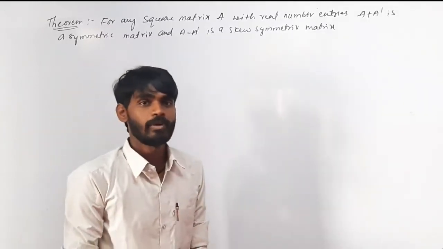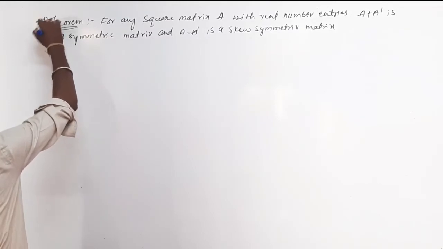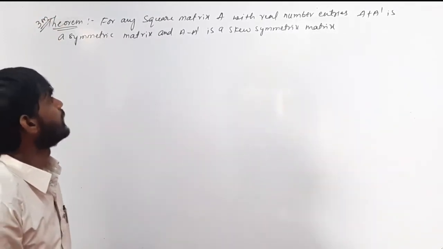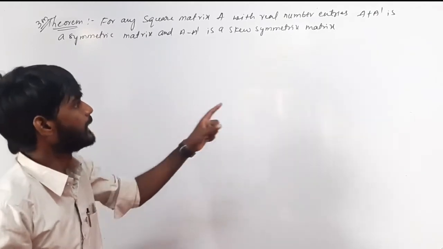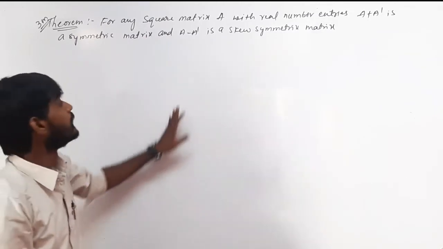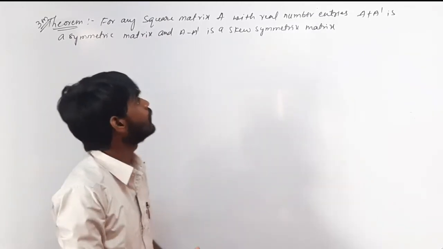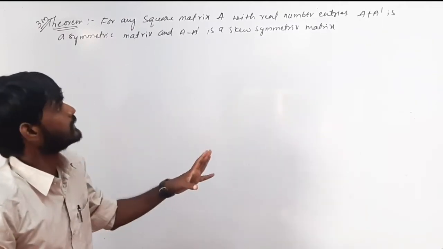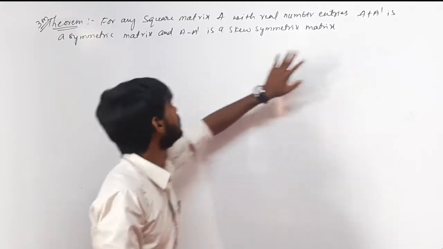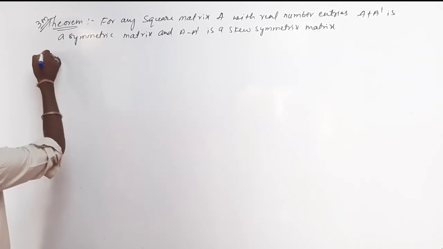Okay students, next one more theorem is there. This theorem will be asked in a previous question. That is, for any square matrix A with real number entries, A plus A dash is a symmetric matrix and A minus A dash is a skew symmetric matrix. So you have to show, or prove, that A plus A dash is symmetric and A minus A dash is a skew symmetric matrix. Okay, so proof.